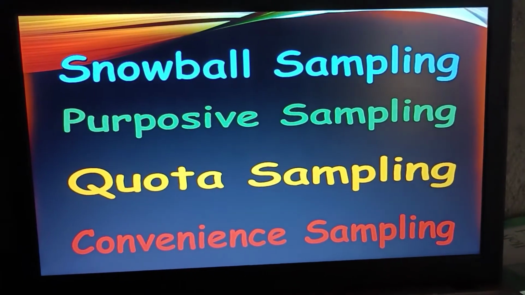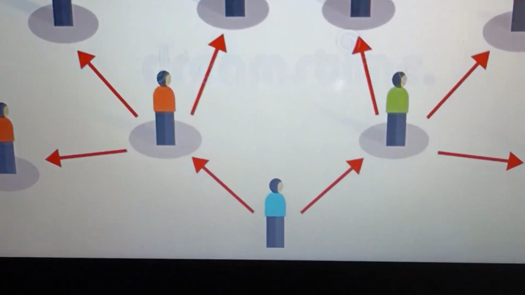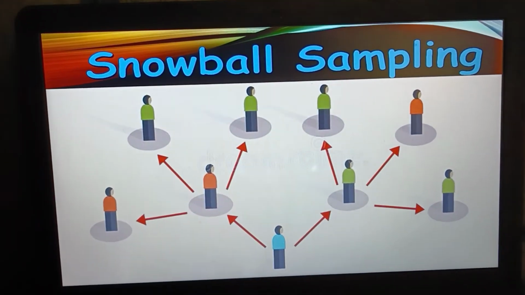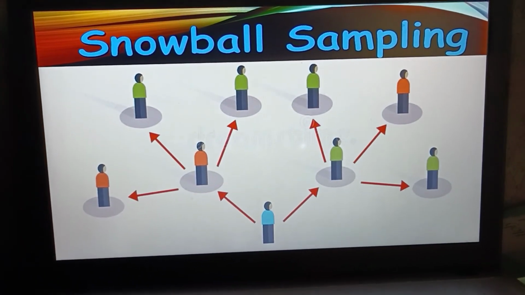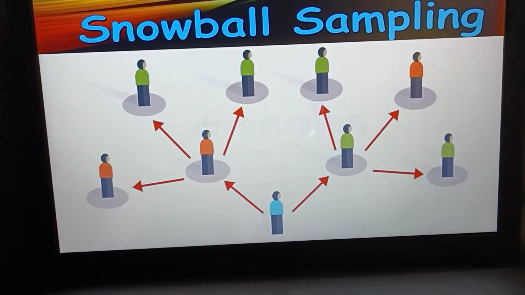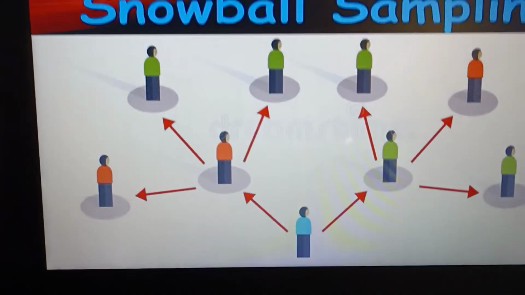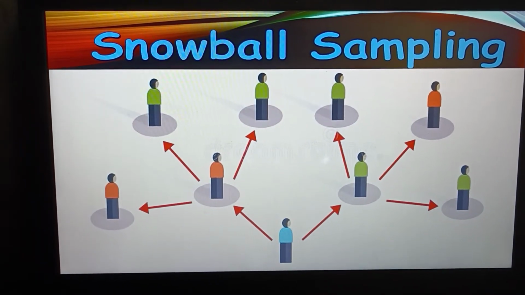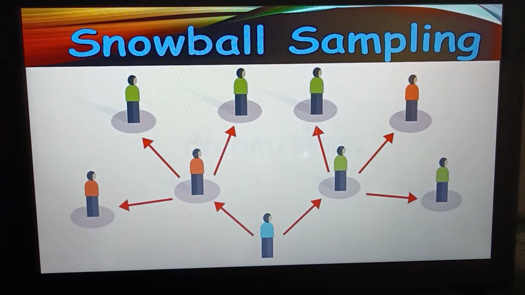So, going to snowball sampling, let's say you are the researcher, the blue guy, and you would like to distribute your survey form to your respondents. Using snowball sampling, you may distribute your survey form to grade 11 students that you know. You distribute one at a time, and then those initial respondents will recruit or invite other friends whom they think are fit to answer your survey form.